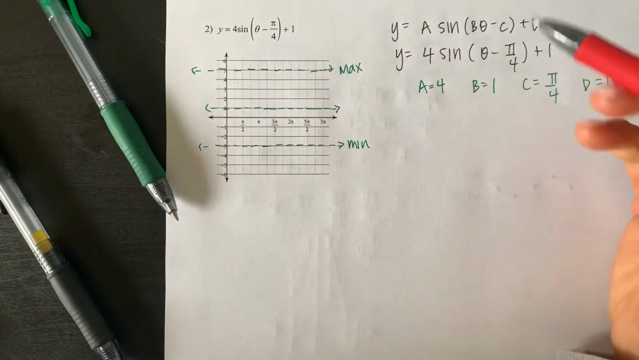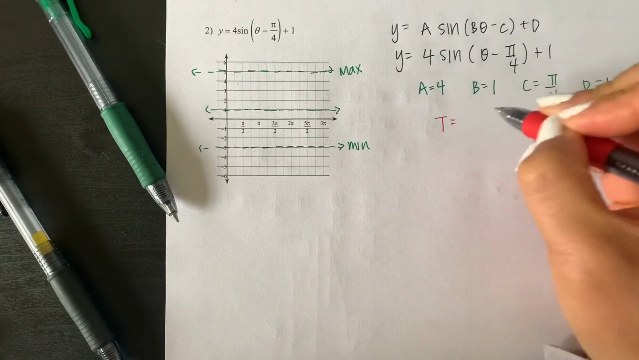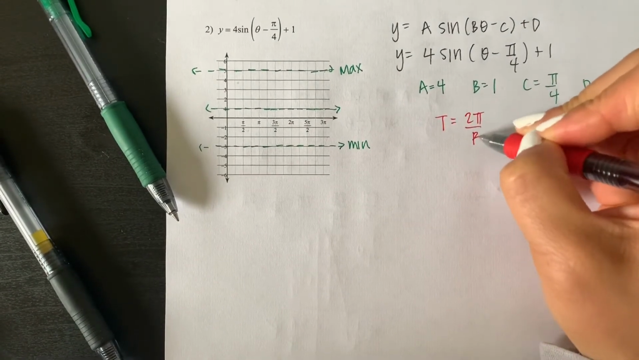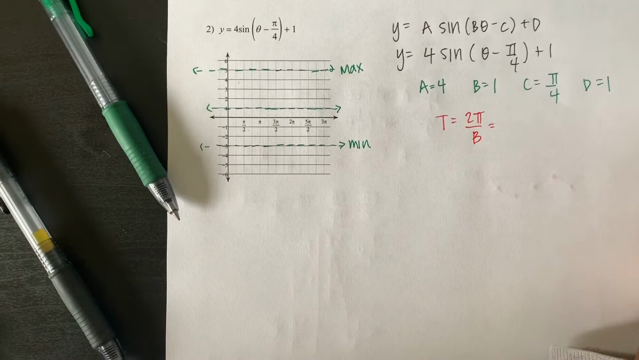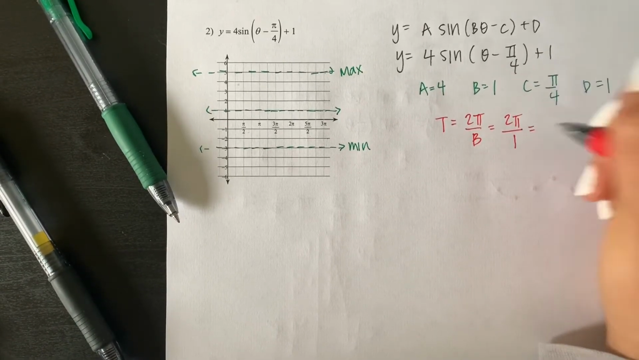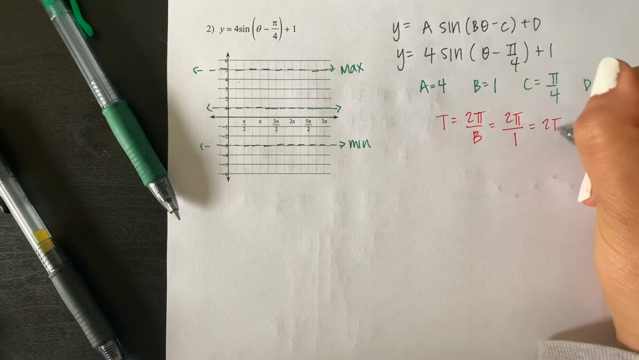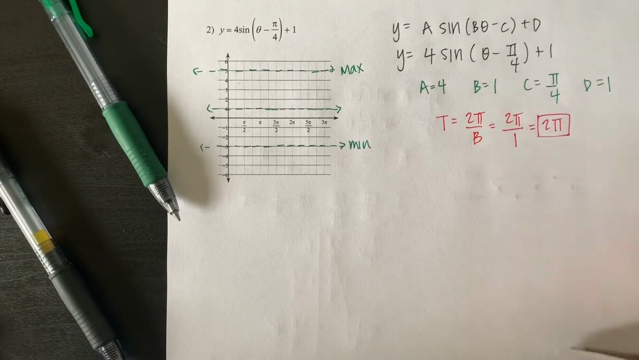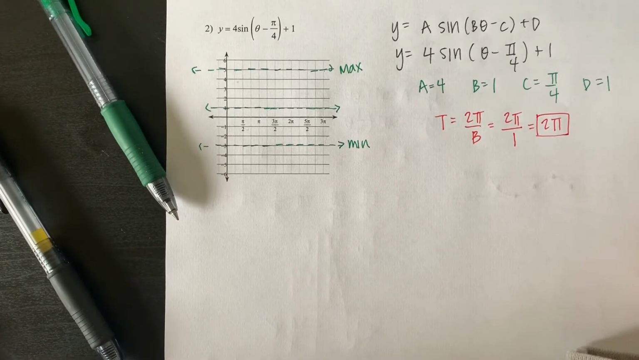Next thing you want to do is look at your b value to figure out your period, or your T. Your period is 2 pi over b. Well, we said our b value is 1. 2 pi divided by 1 is 2 pi. So it's going to take 2 pi to complete one cycle.